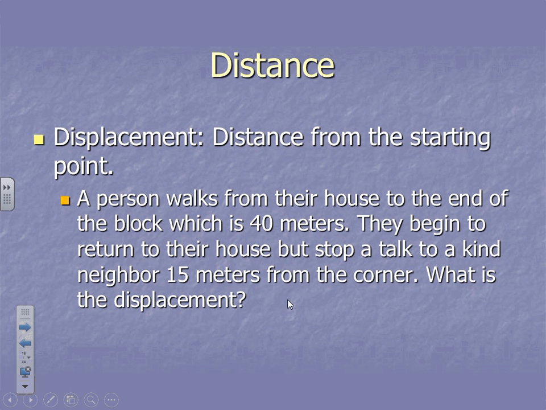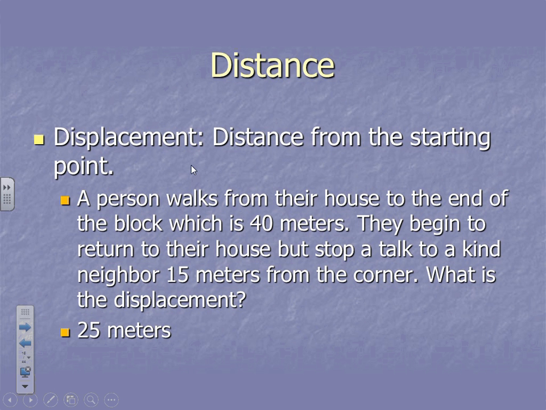I'll give you a second to think about it. 40 meters to the corner, 15 meters back. What should be their displacement? And of course, for those of you that think fast and think clearly, 25 meters. So this is the displacement from the starting point. How far from the starting point do they end up? At the end of the motion, at the end of the time segment, how far from the starting point do they end up? That's a new term, displacement.